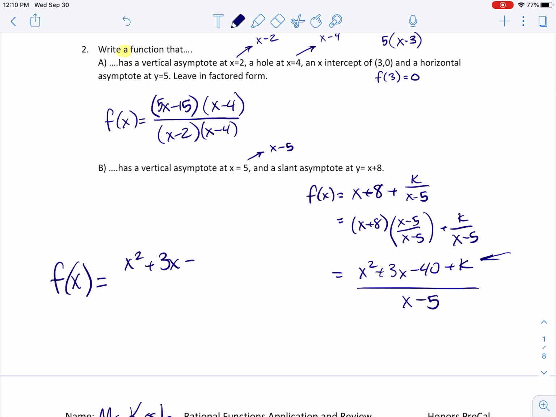If I let k equal 1, then this is minus 39 over x minus 5. And that would be a correct way to do this problem. So let me know if you have any questions. Go check it out on Desmos. I think that's kind of a fun way to do things.